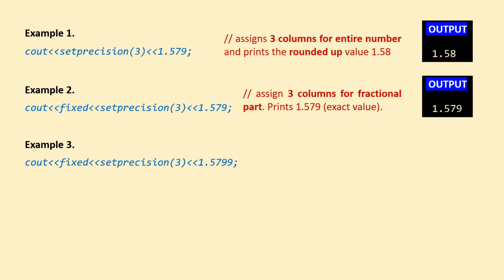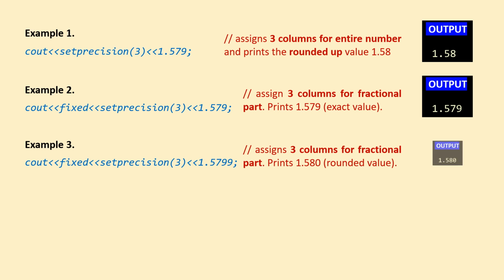Example 3. Cout, fixed, setprecision of 3, 1.5799. It assigns 3 columns for the fractional part. Prints 1.580. The rounded value. This is the output.